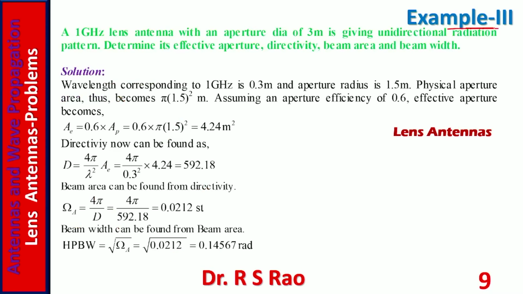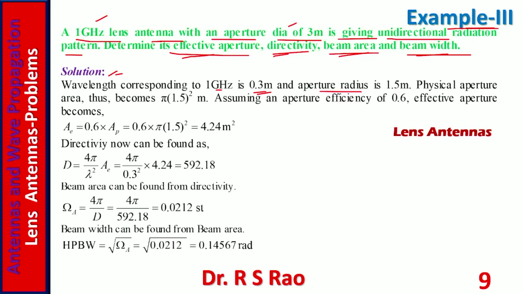Another problem, example 3. A 1 GHz lens antenna with an aperture dia of 3 meters is giving a unidirectional radiation pattern. Determine its effective aperture, directivity, beam area, and beam width. Solution. The wavelength corresponding to 1 GHz is 0.3 meters, and the aperture dia is 3 meters, hence the radius becomes 1.5 meters. Physical aperture area thus becomes pi r square, or pi 1.5 square, in square meters. Assuming an aperture efficiency of 0.6, effective aperture becomes physical aperture multiplied by 0.6.